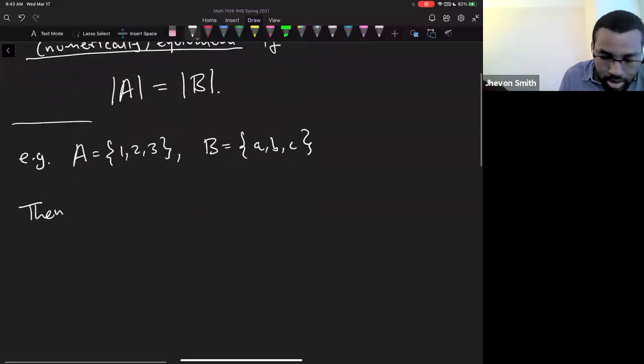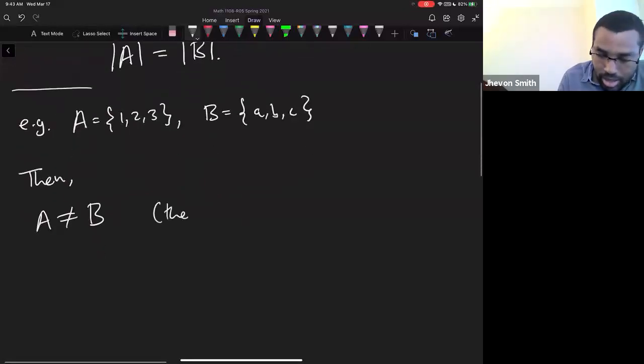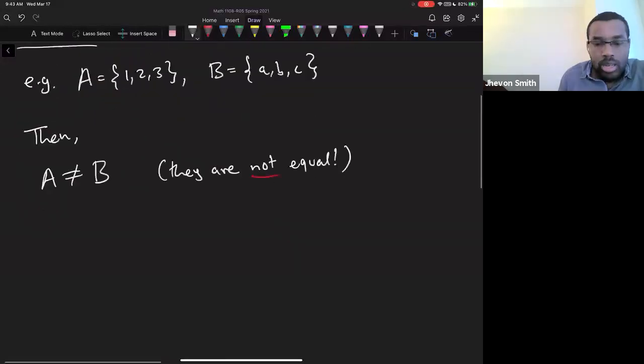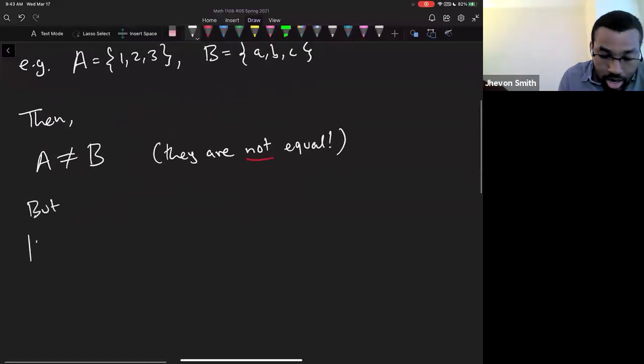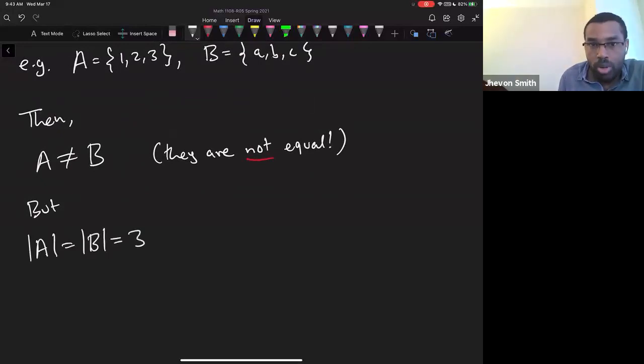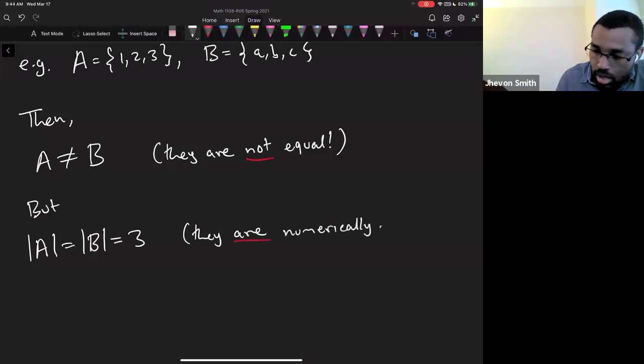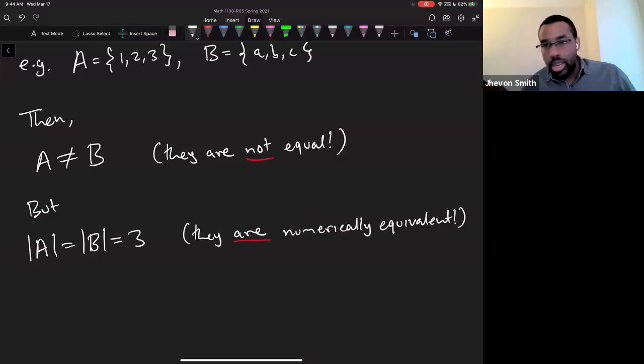Then, of course, A does not equal B, right? They are not equal. They don't have the same elements. However, the number of things in A and the number of things in B are both 3. They have 3 things in both of them. They are numerically equivalent. So they're not equal, but they're equivalent. So equivalent and equal, they don't mean the same thing.